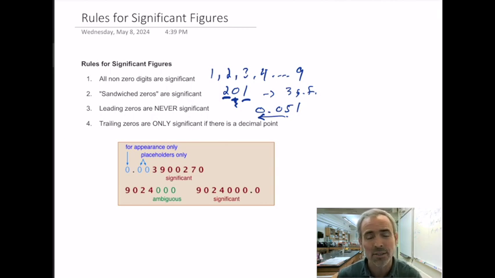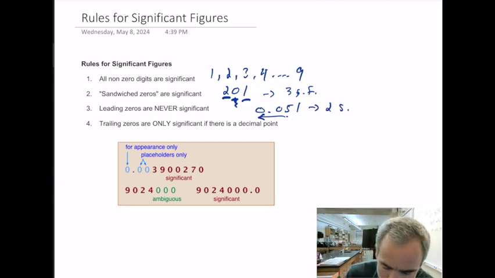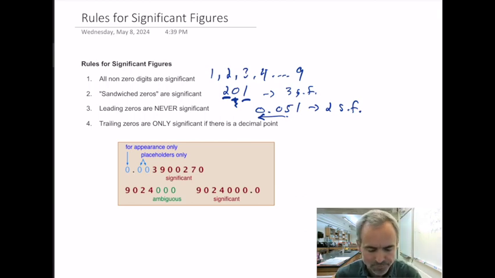So leading zeros, they're just placeholders. They're just there to take up space. They're important, but they're not considered significant. So this number, 0.051, is considered to have 2 sig figs, okay?